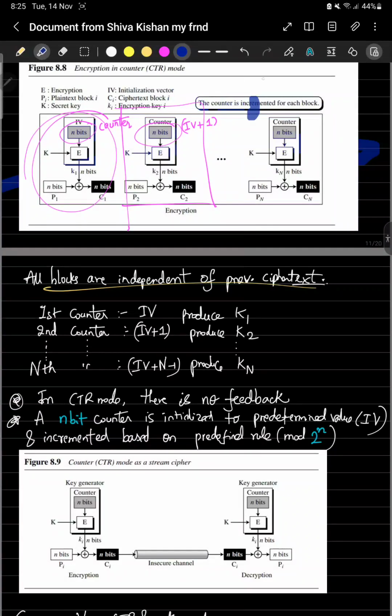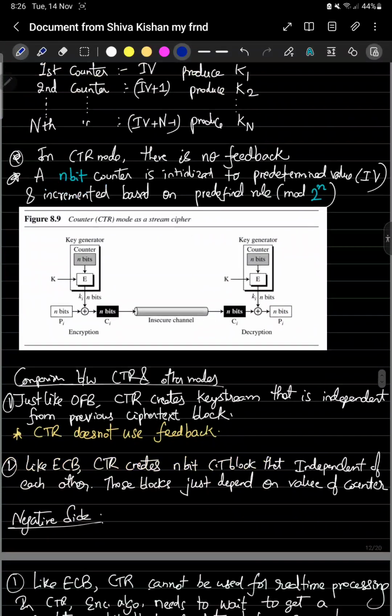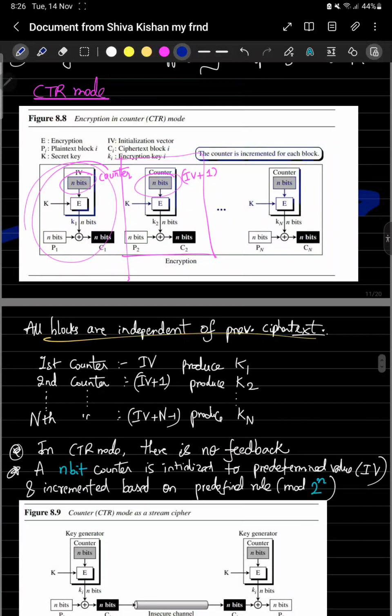We are not using small r bits. We are directly XORing with our n-bit plain text. Previously we used r-bit plain text, where r is less than n, but here we are not using the r bits. We are directly using the n bits only. Simple. You take this initialization vector counter, encrypt it, it produces n bits, and you directly XOR it with the plain text, and again get the ciphertext.